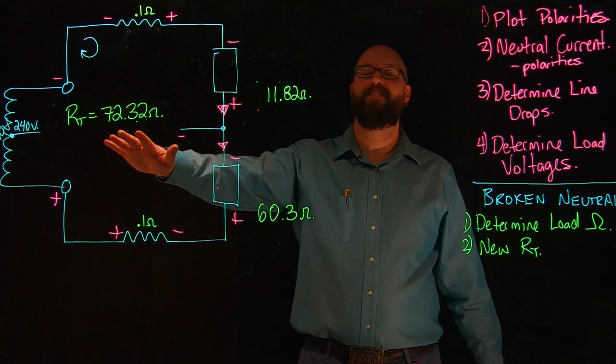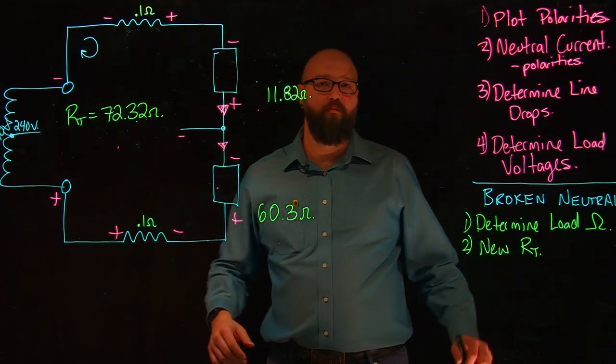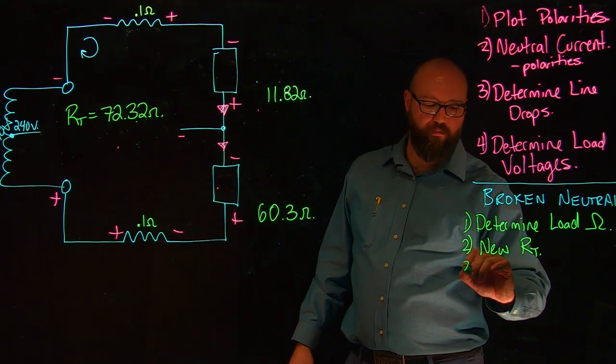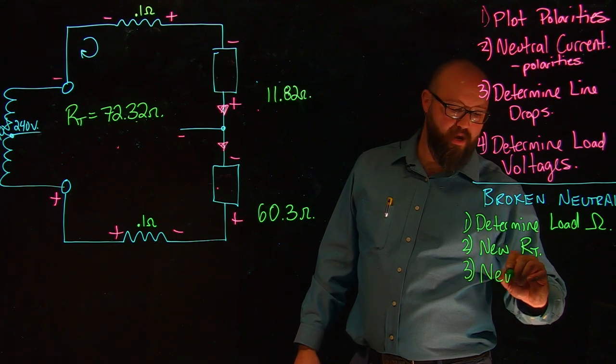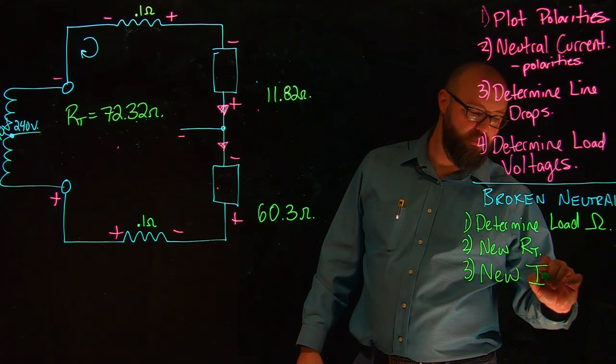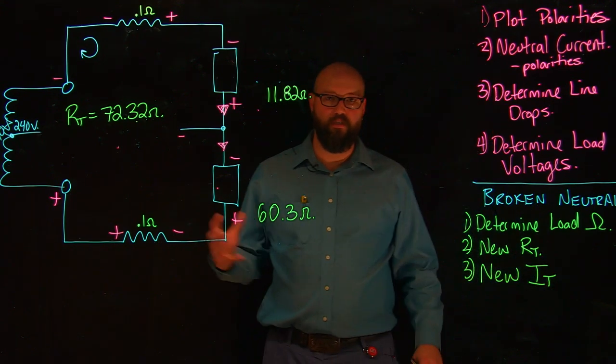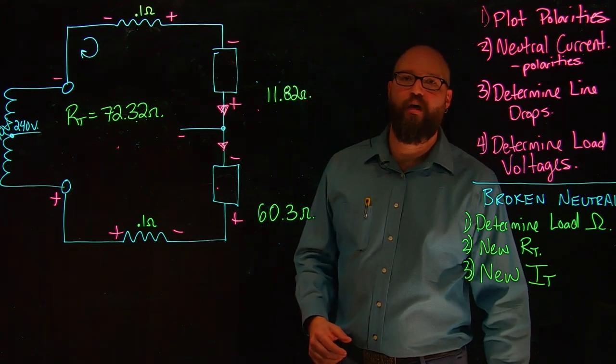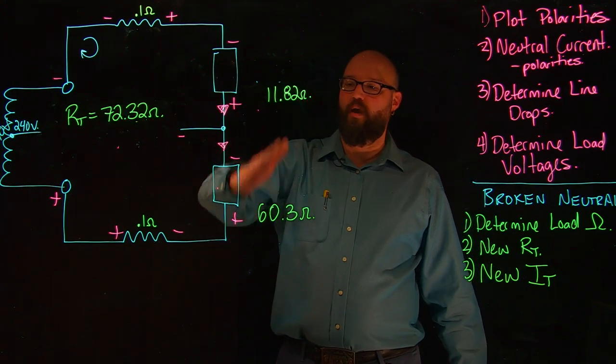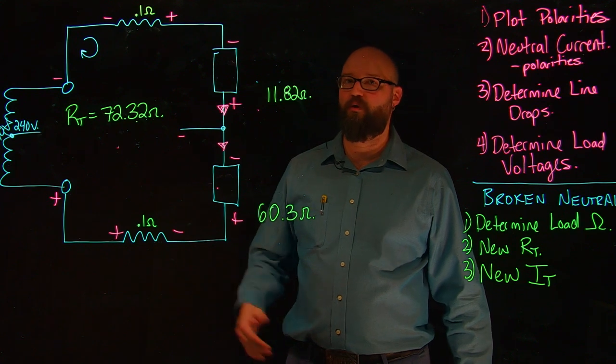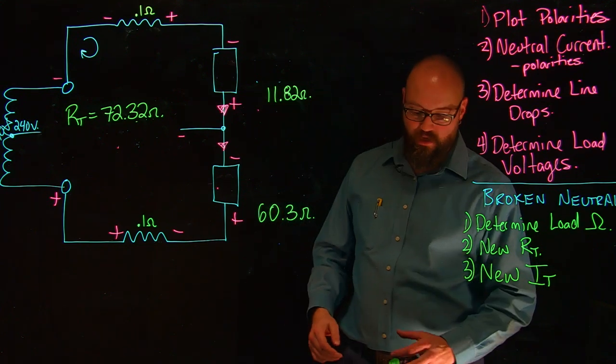Okay, now that we have that value of resistance, this would be the total resistance, or really the total impedance, in this circuit. I can apply my Ohm's law and figure out step three, what my new value of current is. And again, it's a series circuit. Once we find that value of current, we know that we can apply it everywhere. It's the same current at every one of these components.